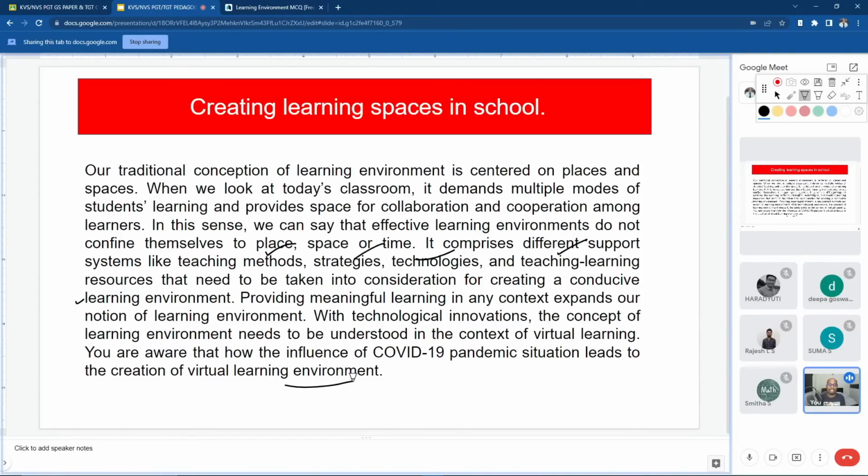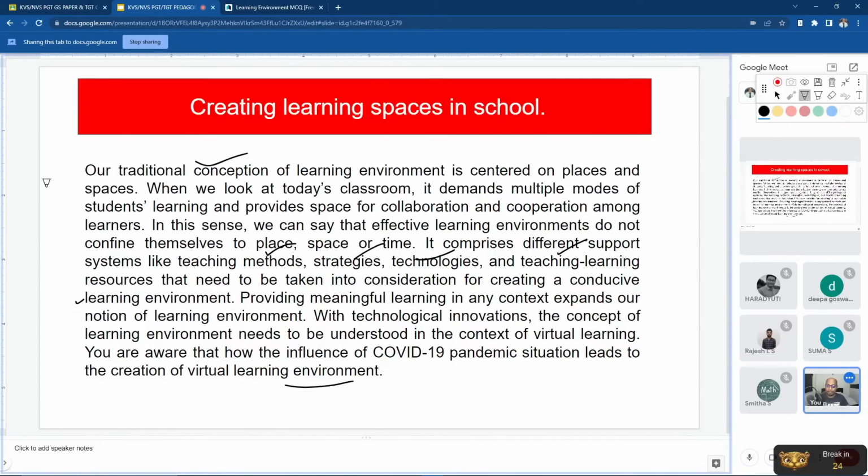So creating learning spaces, the dimensions of this space have been completely revolutionized because of COVID. Before that, we did not know how to take classes online. We heard about taking classes online in America or Africa or somewhere, but in India, COVID made us learn these things. So now there are no limitations for learning. It demands multiple needs of students' learning and provides space for collaboration, cooperation. And the traditional concept of learning environment centered on places and spaces is now not applicable. You can learn from anywhere, you can learn at any time, and you can learn from anyone.